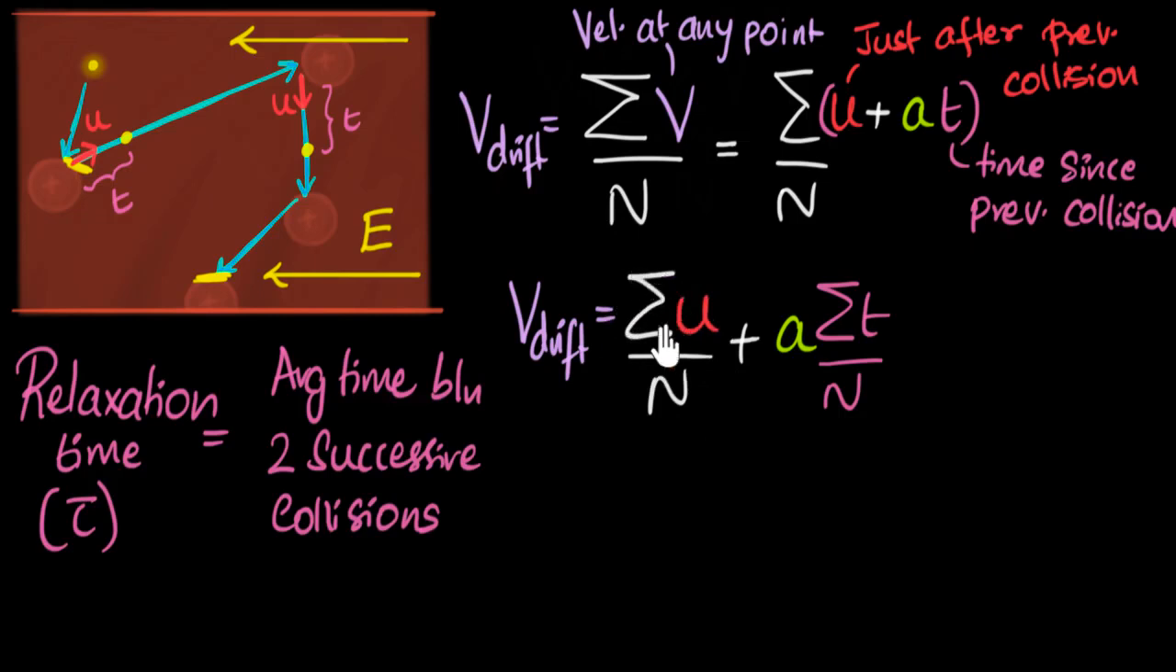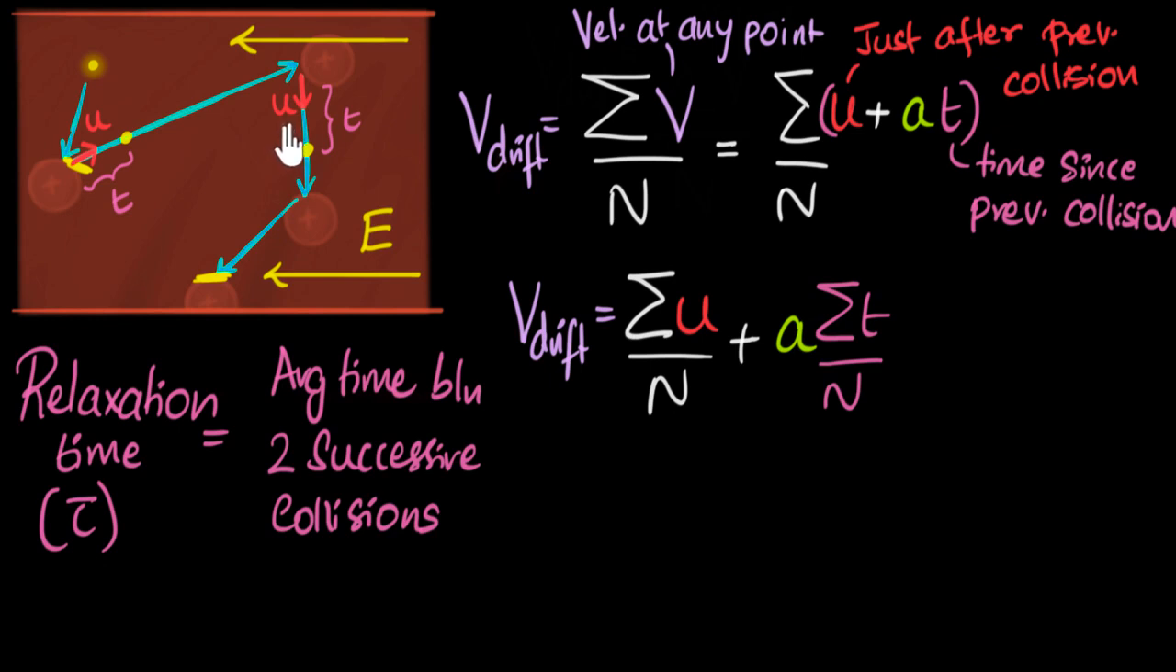What happens when you add up all the initial velocities? Well, remember in this model, just after the collision, the velocity is random, right? That's the whole idea behind this random motion of the electrons, isn't it? So u has a completely random value, random direction. And so what happens if you add up a million randomly oriented vectors? Well, you will get 0, or something which is very close to 0.